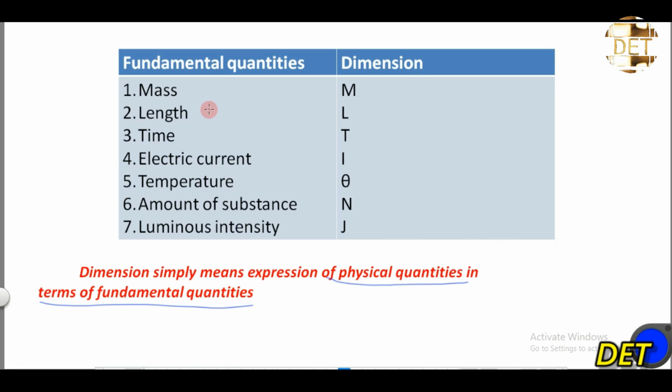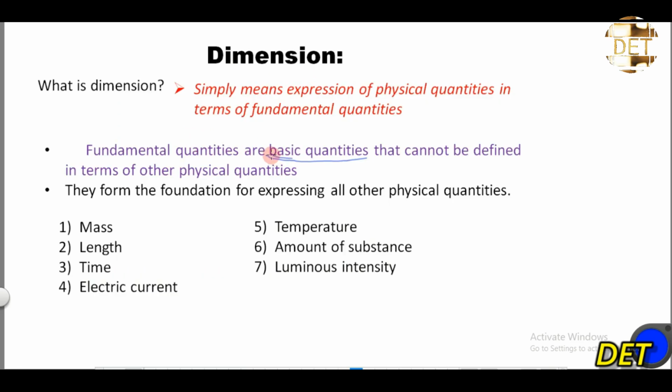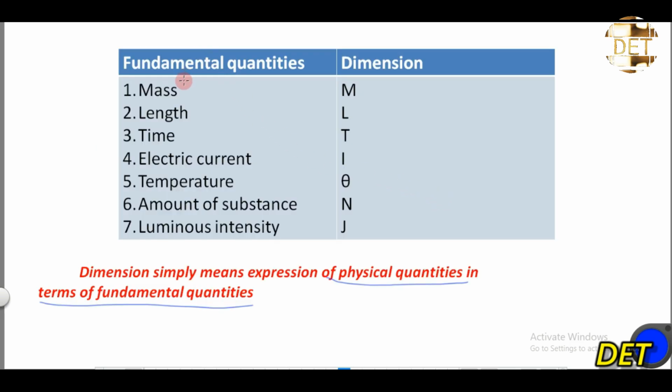Fundamental quantities, like I've mentioned before, are basic or elementary quantities that cannot be defined in terms of other physical quantities, and they form the foundation for expressing all other physical quantities, right? So the seven major fundamental quantities that we have in physics are mass, length, time, electric current, temperature, amount of substance, and luminous intensity.